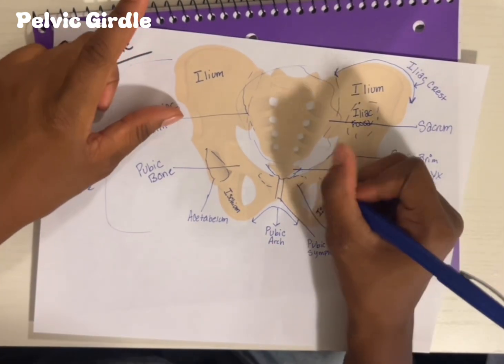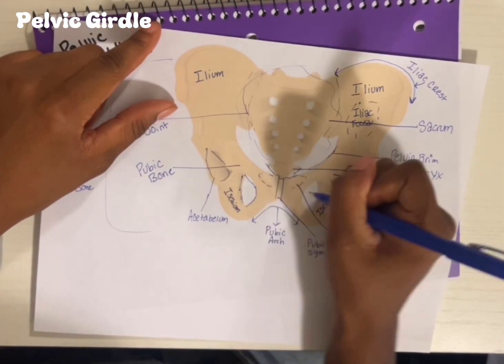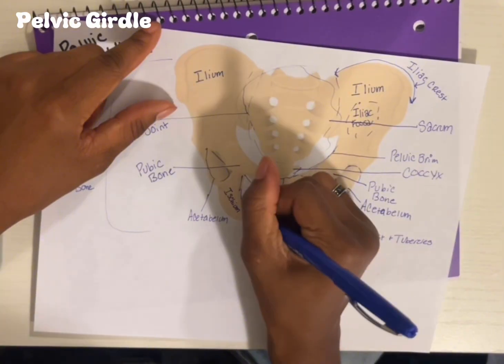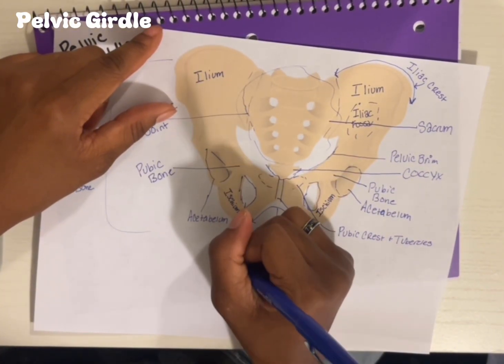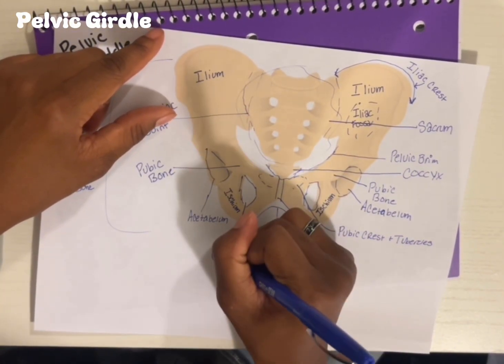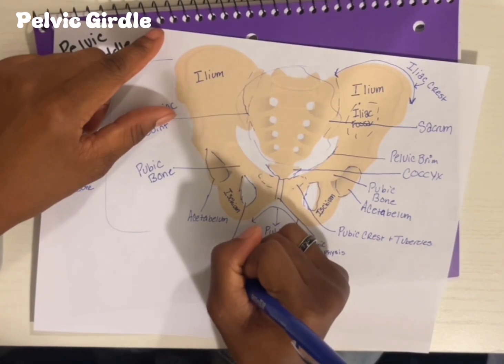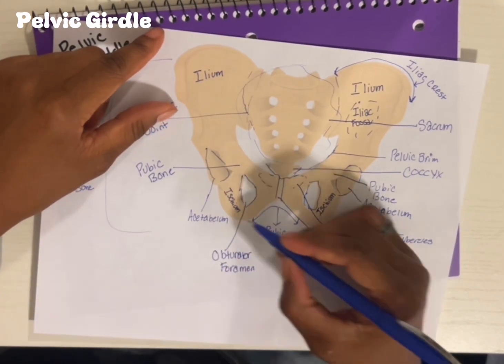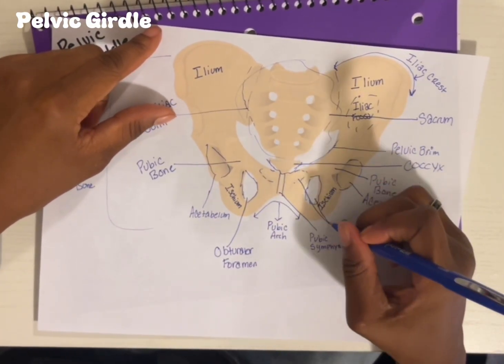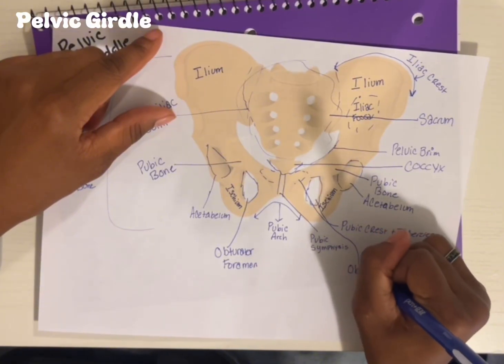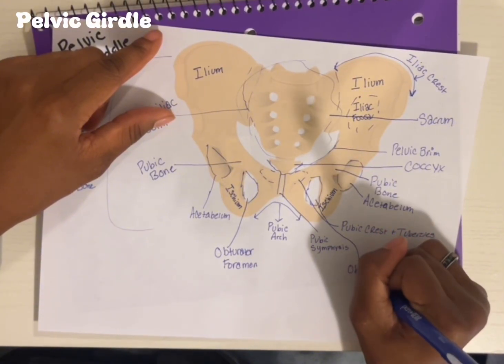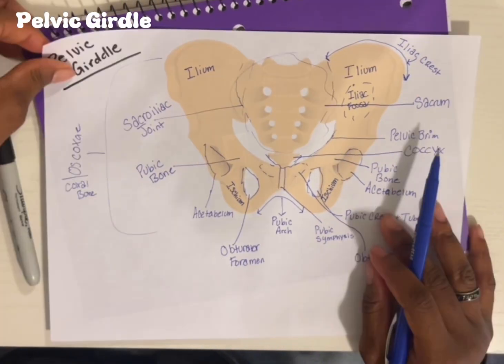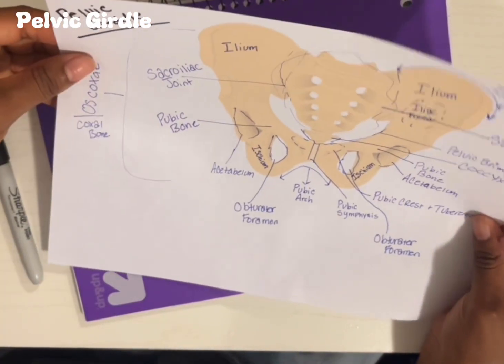Okay, last thing on our pelvic girdle are these foramens, actual foramens, and these are our, make sure I spell it right, obturator foramen. So obturator foramen right here. The tip of the pelvic girdle is the coccyx bone.